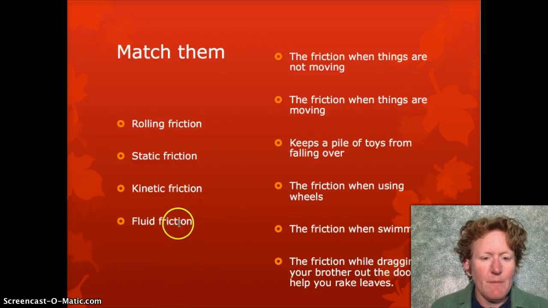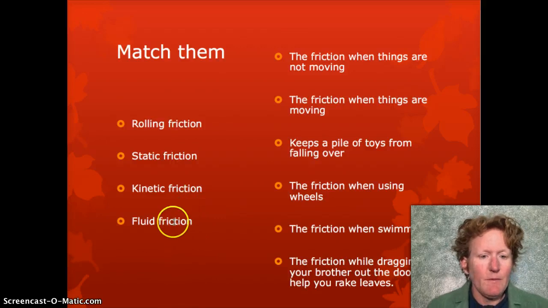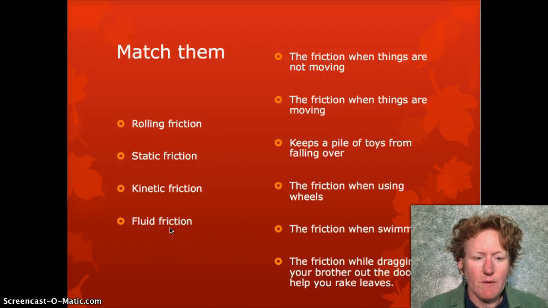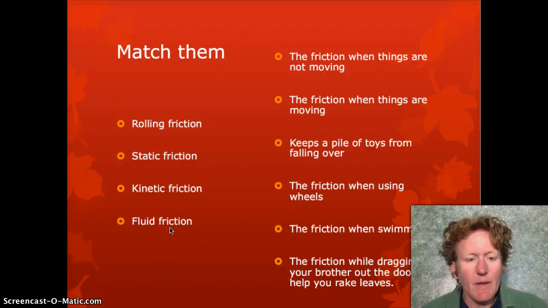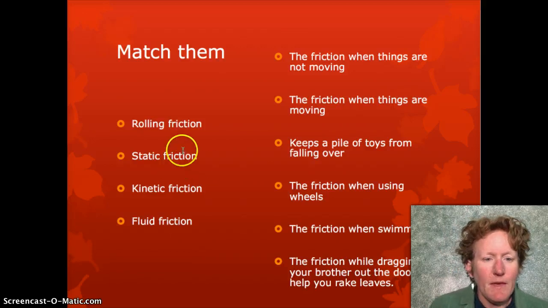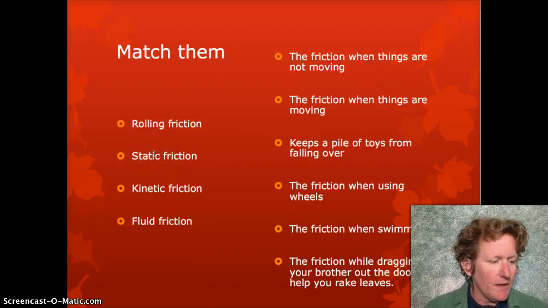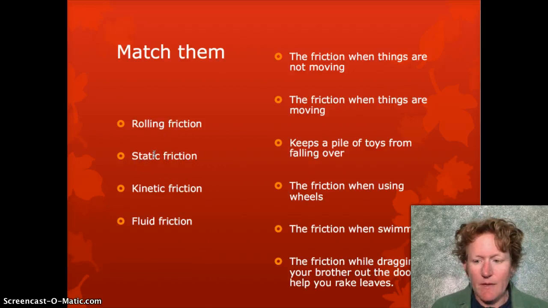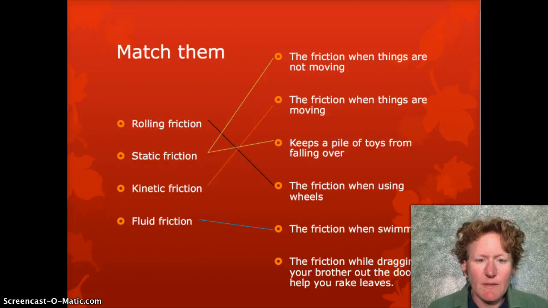Fluid friction is what happens when you go swimming. There would be more friction if you're swimming in a different, thicker liquid. If you went swimming in corn syrup, you'd have even more fluid friction. Static friction is what keeps things in place that are just sitting there. And rolling friction is if you're using wheels. So if you guessed that, that is correct.